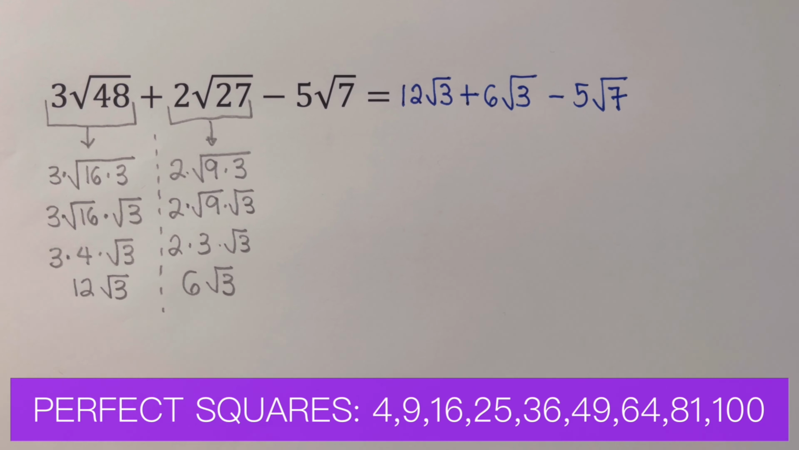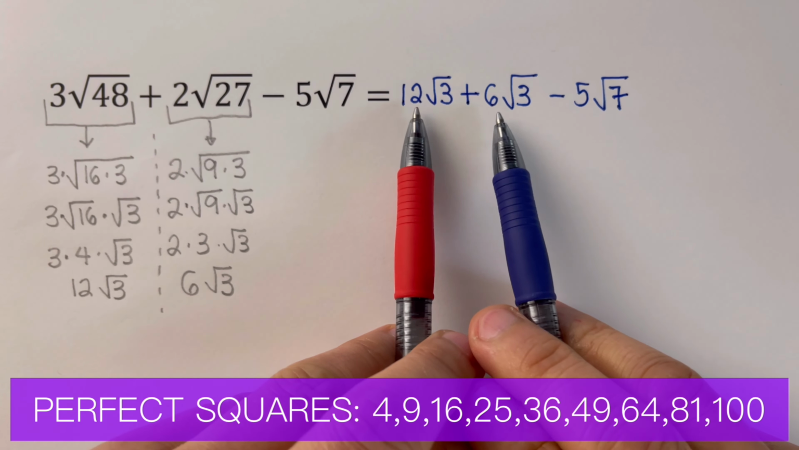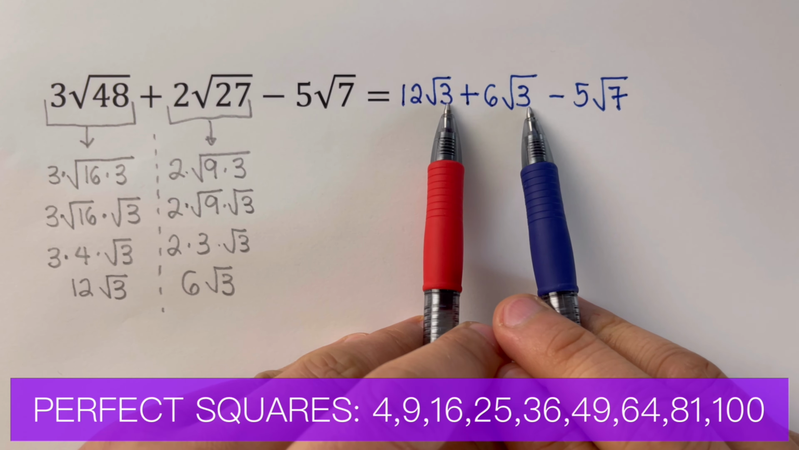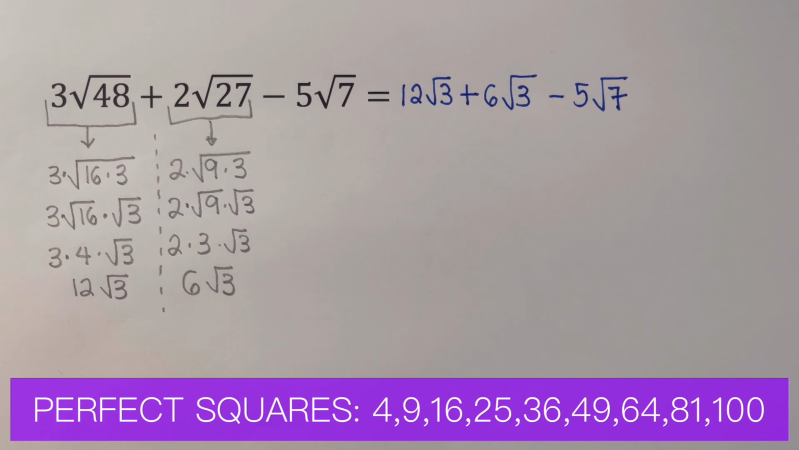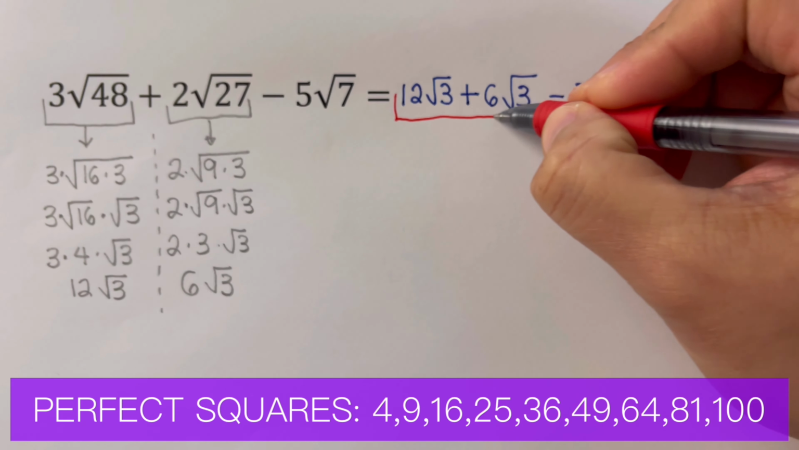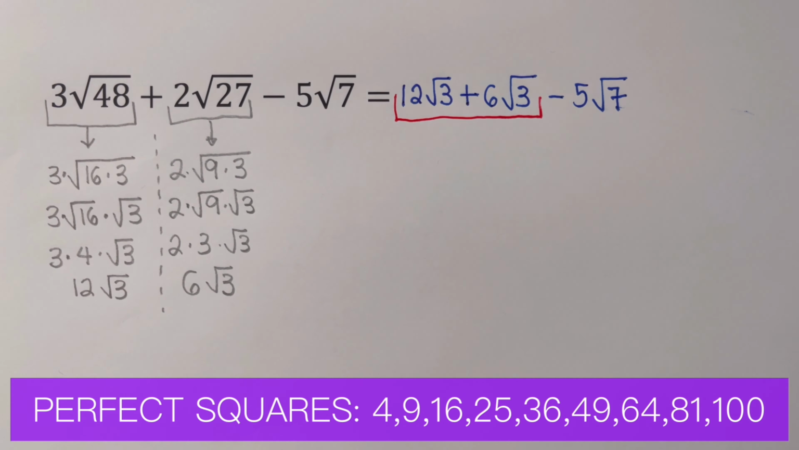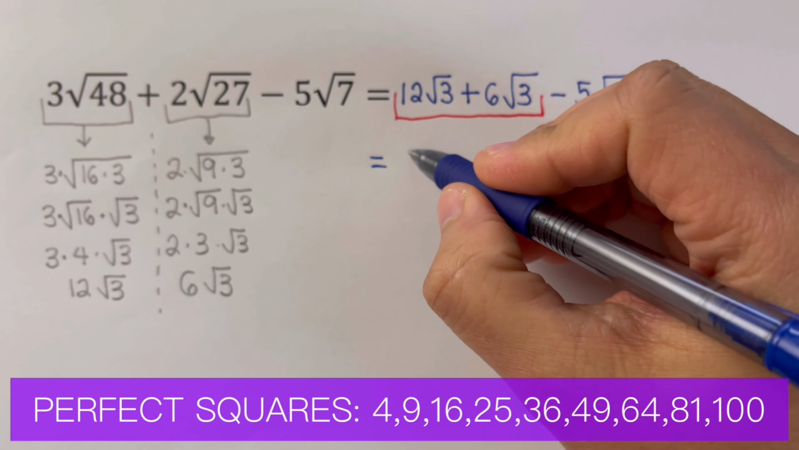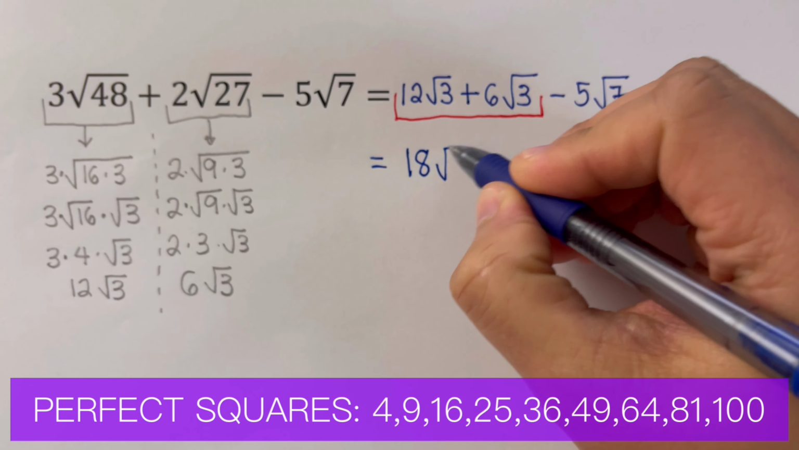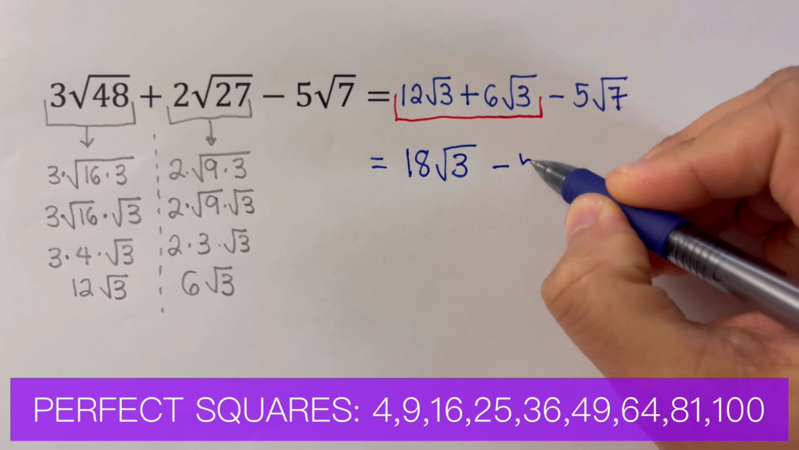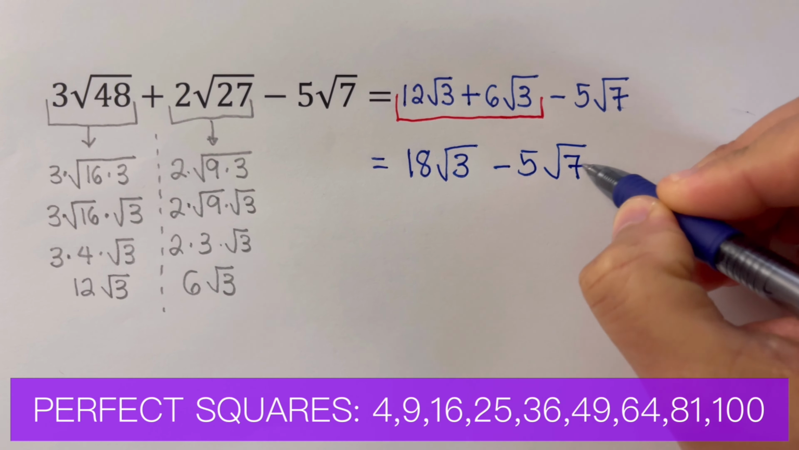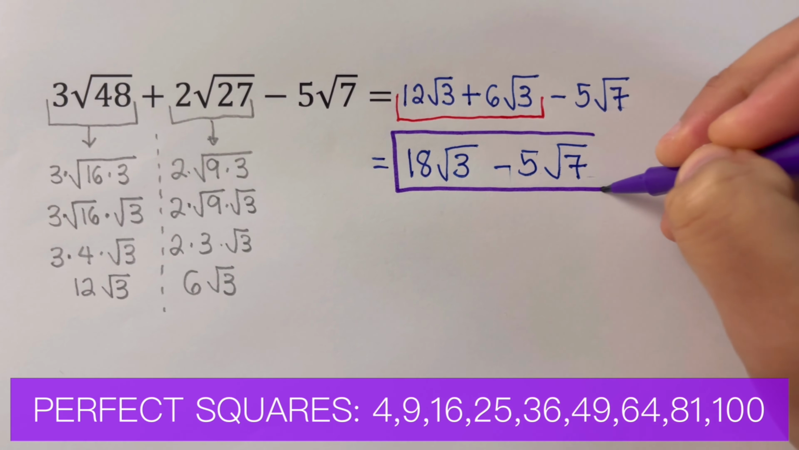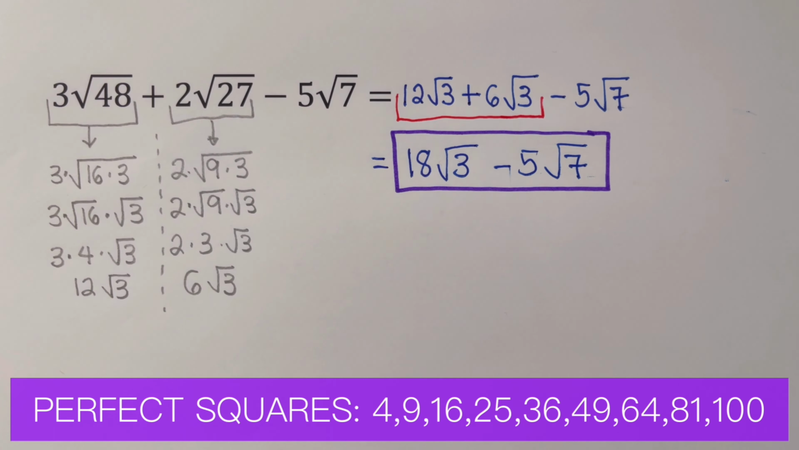If you notice, only these two are like radicals because they have the same indices and the same radicand. This one is different. So I add these two together and keep this. This expression will come out as 12 plus 6, which is 18, then we copy the square root of 3, minus 5 square root of 7. So this is the answer to the expression that we have up there.